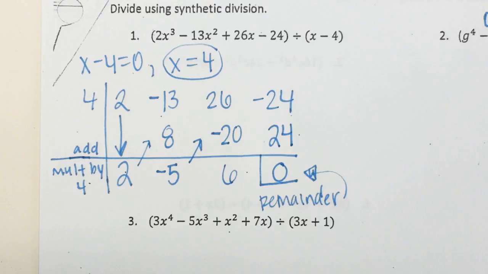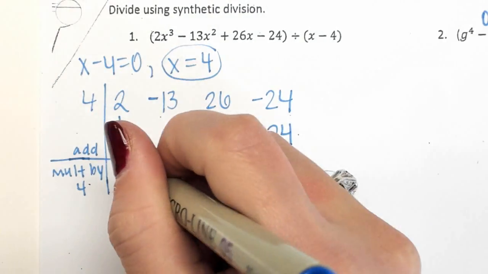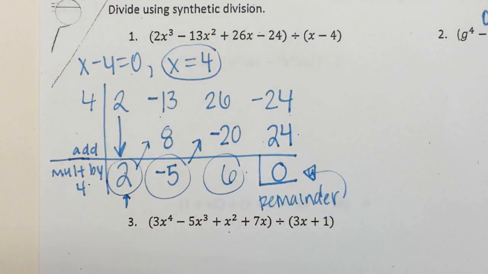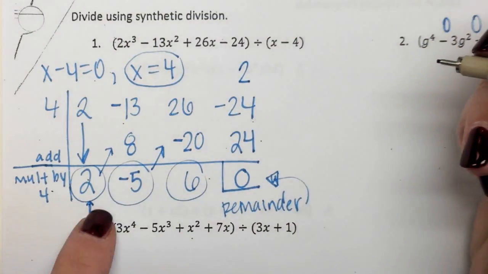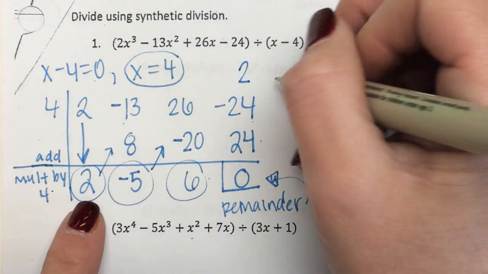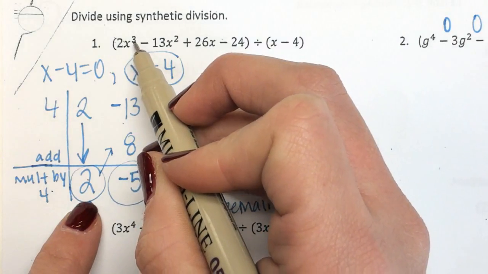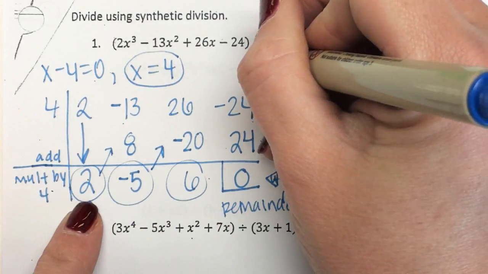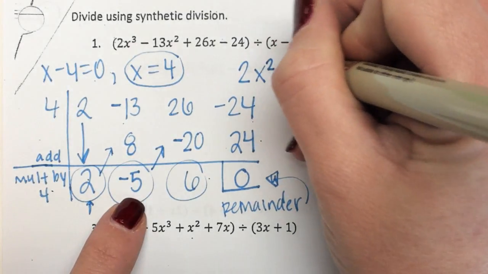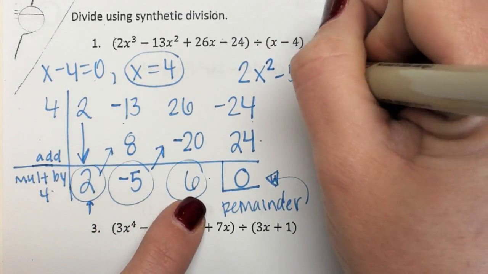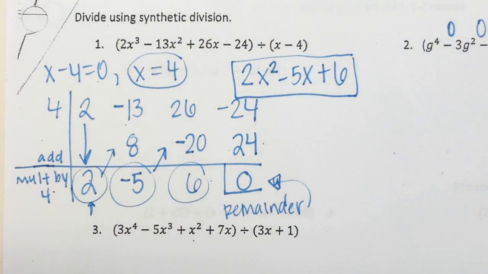Now we just have to write our answer. Our answer is dealing with these numbers. These are our coefficients of our answer. Okay? So we'll write 2. That's our first one. And it's going to be x to 1 less power than the greatest one right here. So 1 less than 3, squared. So we'll have 2x squared minus 5x, you just go in order from here, plus 6. That's it.